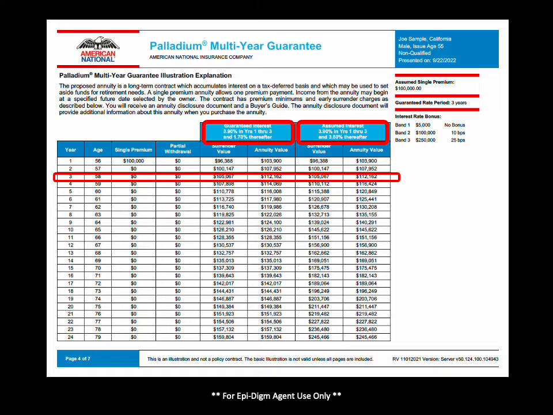On the 9th year, on current assumption, you got $139,000 surrender value, and account value is $140,000. Starting on the 10th year, you got $145,000 surrender value and $145,000 account value. All this time we thought MYGA 3 means 3-year surrender charges. Isn't that what you were thinking? Okay?